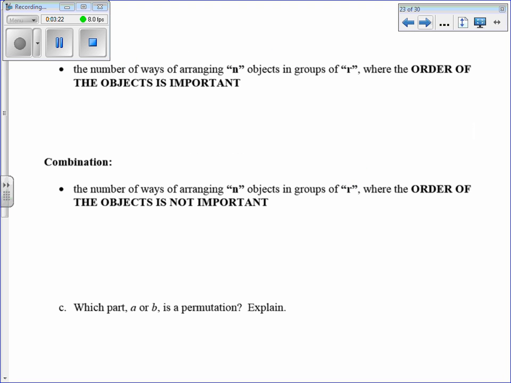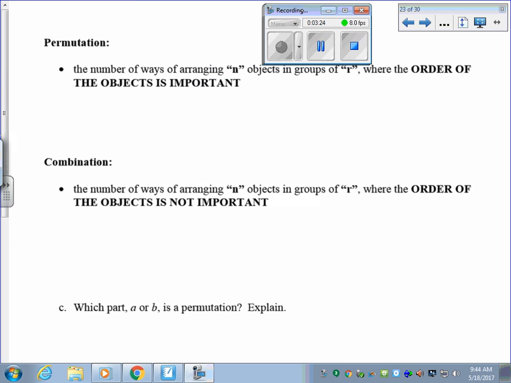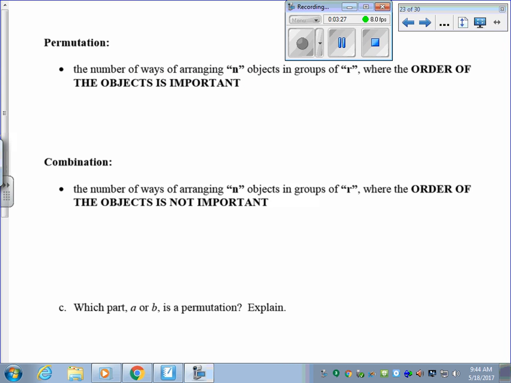So what that investigation was supposed to do was illustrate the difference between what is called a permutation, which is the number of ways of arranging n objects in groups of r, where the order of the objects is important, and a combination, which is the same thing, the number of ways of arranging n objects in groups of r, but where order is not important. So that means where you have a whole bunch of combinations that represent the same thing.